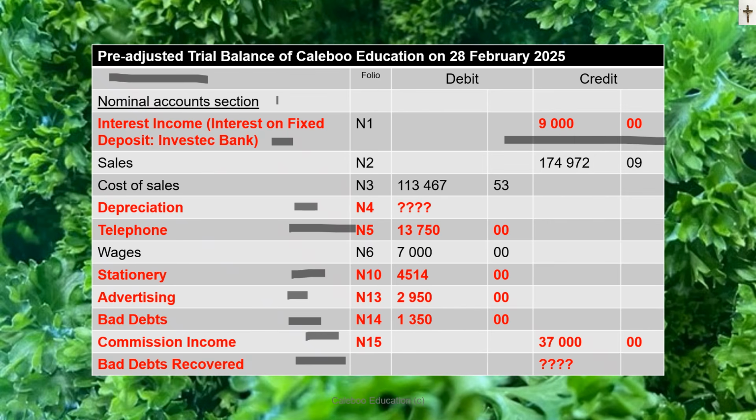In this example here, it's the perpetual inventory system. We got sales and cost of sales, which we will use to calculate the gross profit. So these are our income and expense accounts, and we're going to check the numbers with the adjustment information.